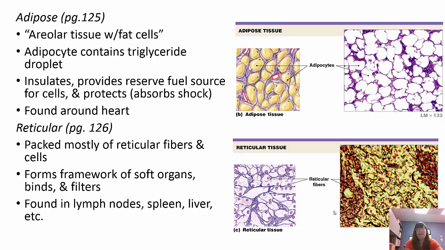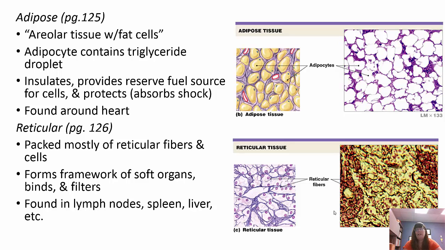Adipose tissue, you can kind of think of it as areolar tissue with fat cells. It has adipocytes, which can store triglyceride droplets. It insulates, provides fuel reserve, protects, absorbs shock. It's found around your heart. It's found around a lot of your internal organs. If you've ever seen an autopsy, when they cut the person open, there's usually a lot of yellowish stuff, and that's the adipose tissue. Very importantly, it protects us. As we get older, our adipose tissue starts to deplete, and you do not have that protection. So you have a tendency to get colder more often. So elderly people do have validity when they say that they're cold.